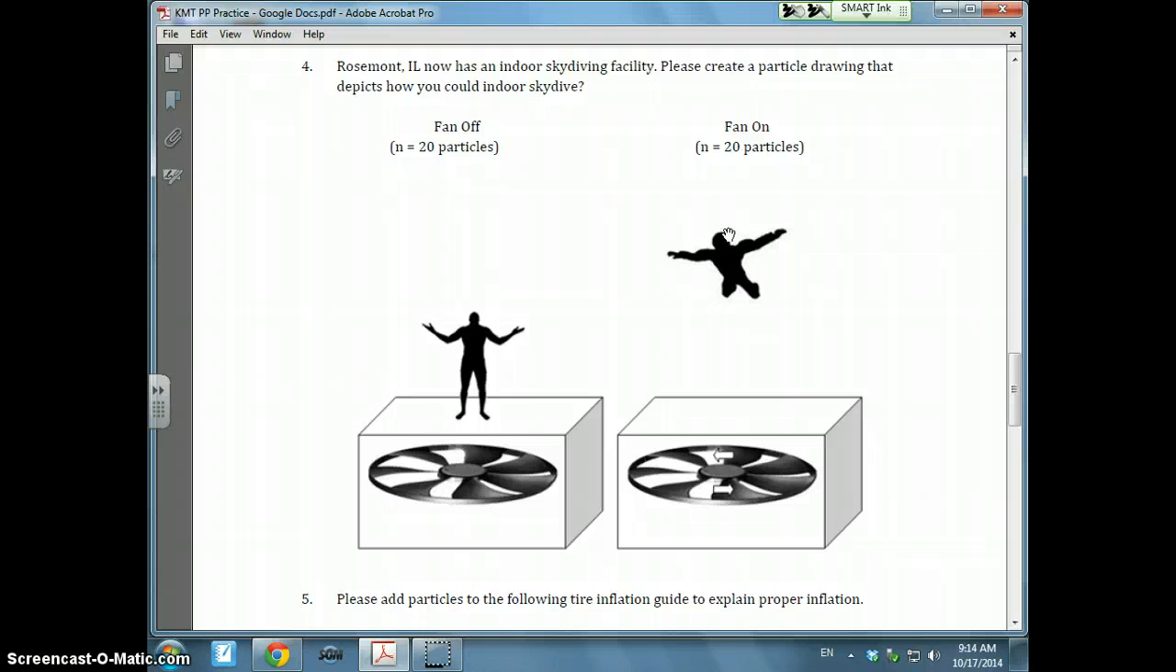Okay, number 4, it says n equals 20. I'm going to draw 20 particles here. That seems like a lot. 4, 5. I am going to kind of draw them in a pattern just because it makes them easier to look at. And then I'm going to draw some more down here. I'm not sure that you had to do this, but it kind of makes more sense to me.